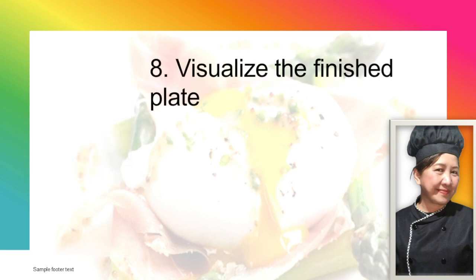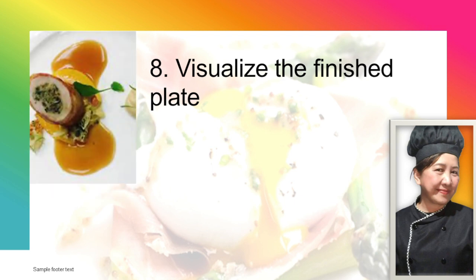Visualize the finished plate. Consider how to present the main portion in relation to the side dishes. Consider what will look best on the plate with the other elements of the dish. Consider also how to get the best impact. The appearance and symmetry are all affected by whether the food is sliced thinly, thickly, or left whole.